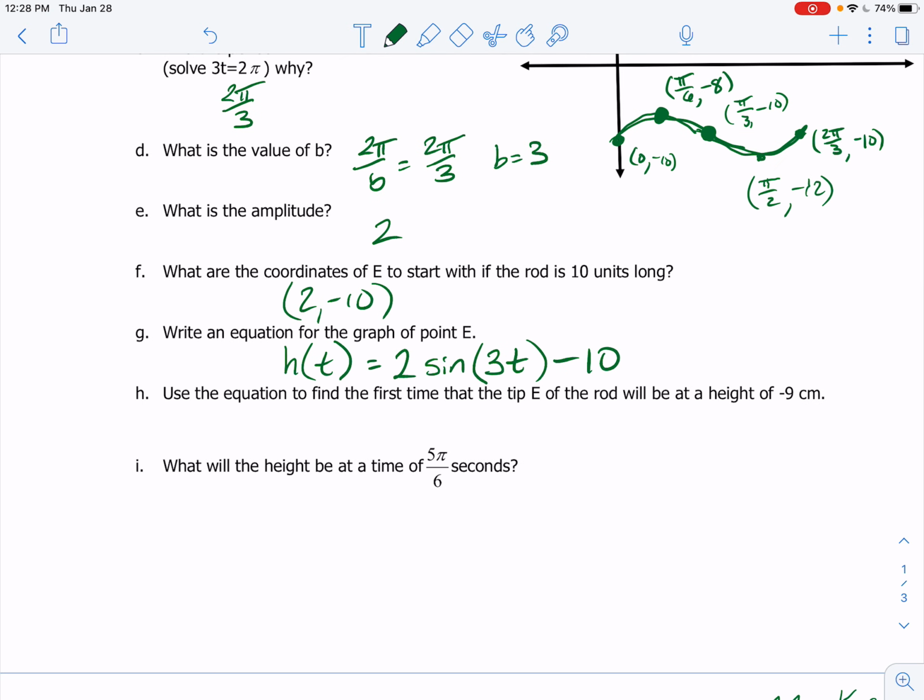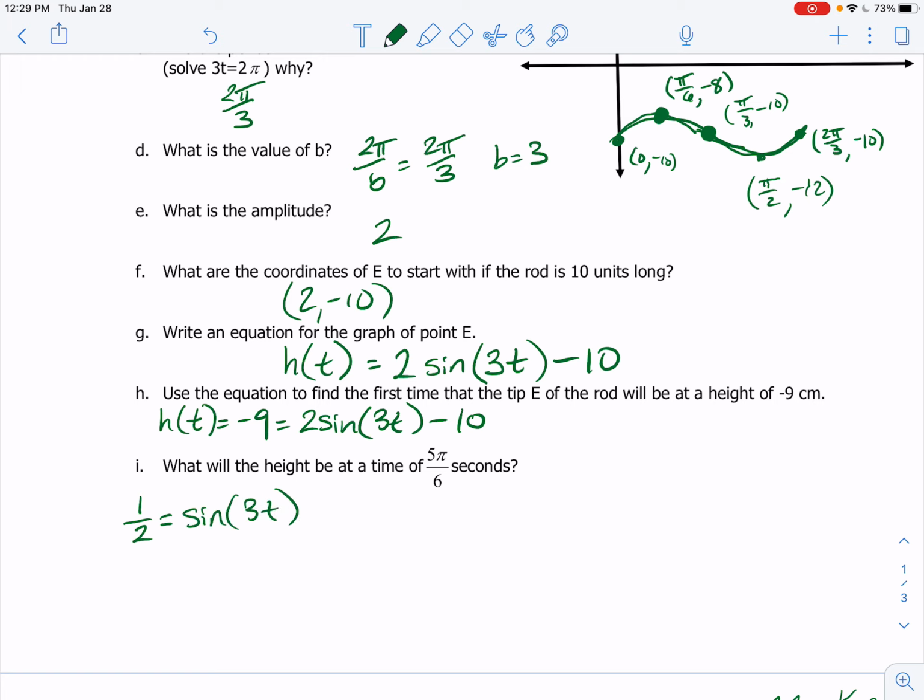Okay, use the equation to find the first time that the tip of the rod will be at a height of negative 9. So this one is saying, when h of t is equal to negative 9, solve for t. Well, this is 2 sine of 3t minus 10. Add 10 to both sides. I'm sorry, I don't have enough space here, so add 10. I have 1, and then divide by 2. 1/2 is equal to sine of 3t.